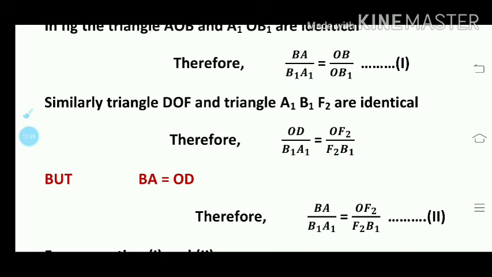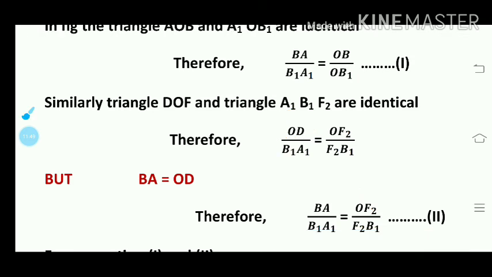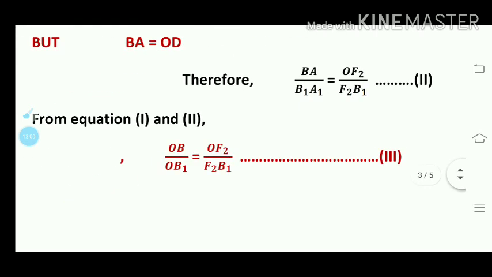But BA is equal to OD. So instead of OD, we'll put BA, and the equation becomes BA by B1A1 is equal to OF2 by F2B1. Now from equation 2 and equation 1, we get OB by OB1 is equal to OF2 by F2B1.